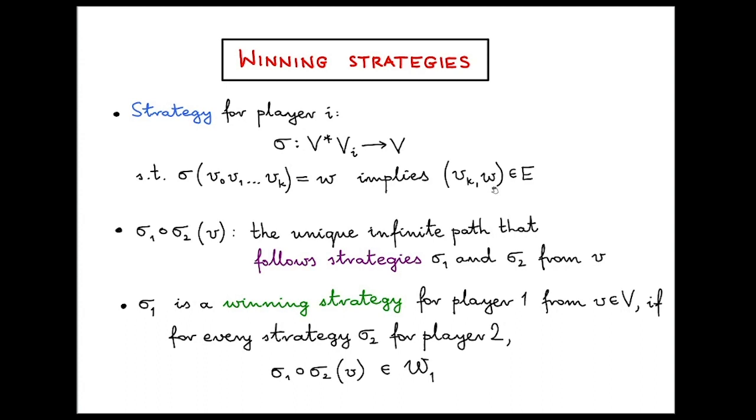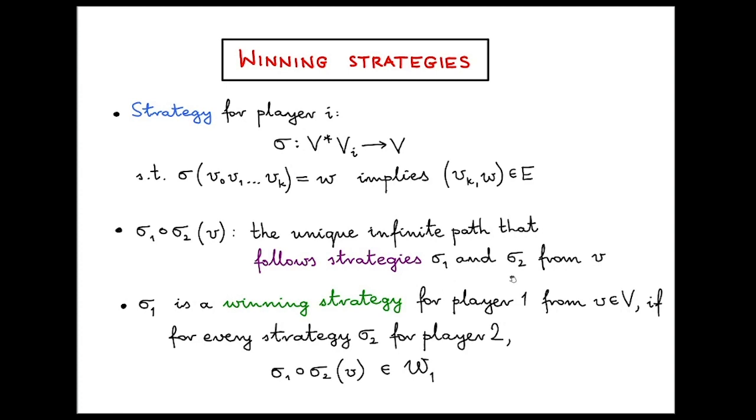Now, if you think about it and take two strategies, say sigma 1 and sigma 2, one for player 1 and the other for player 2, and if you start in some initial vertex v, or v0, and each of the players follows their strategy, either sigma 1 or sigma 2, in this sense, then it should be quite clear that what's going to happen is that that will uniquely determine the infinite path starting at that vertex v, and that follows those two strategies, sigma 1 and sigma 2.